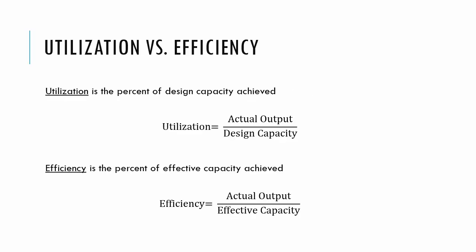Using the concepts of design and effective capacity, we can compute 2 other important metrics, utilization and efficiency. Utilization is simply the amount of actual output achieved divided by the design capacity, while efficiency is the actual output achieved divided by the effective capacity. Take a few seconds and tell yourself which one of these should be larger than the other. Did you figure it out? Let's look at an example to see if you were right.